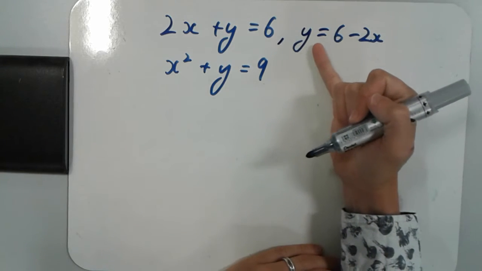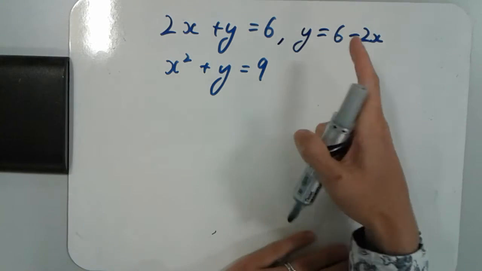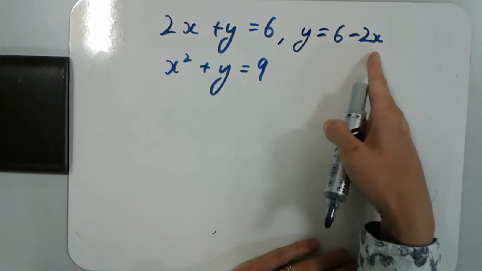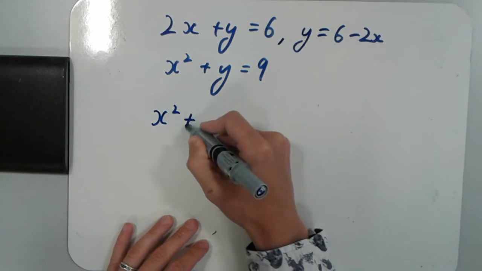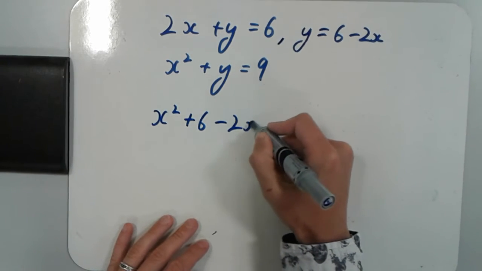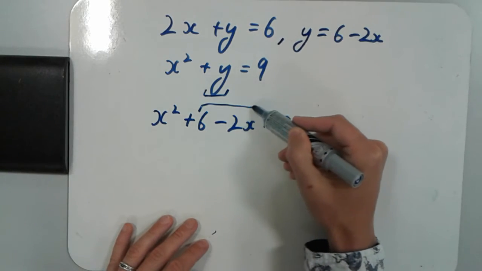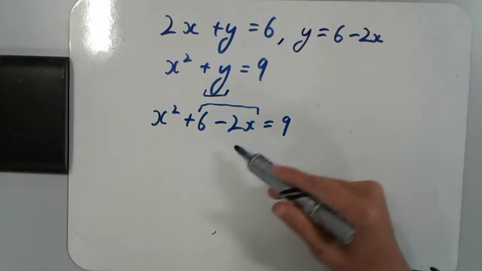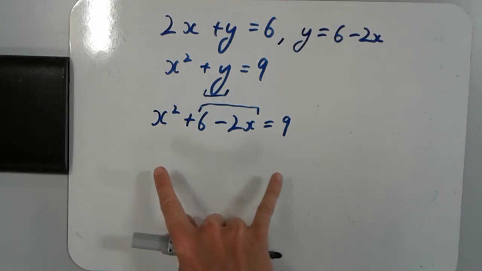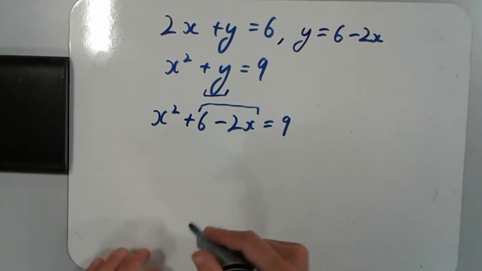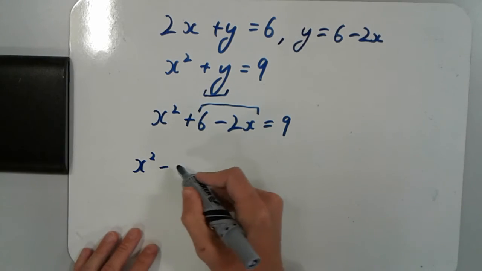Okay, now that we know that y is 6 minus 2x, we can replace this y here with 6 minus 2x, as that's what y is. So we've just taken that y there and substituted it in for what we had y equal to. Now all we need to do is solve this quadratic. So we'll keep the x squared positive and just bring this term over here.